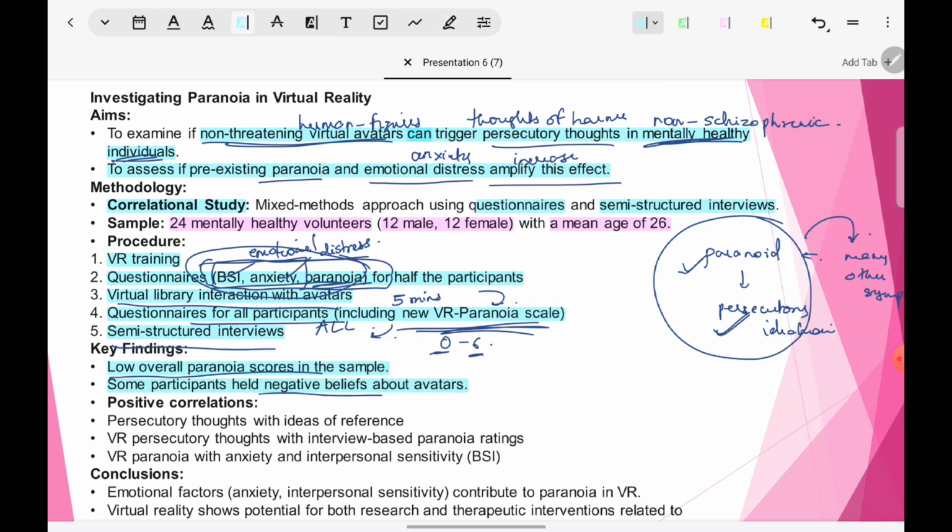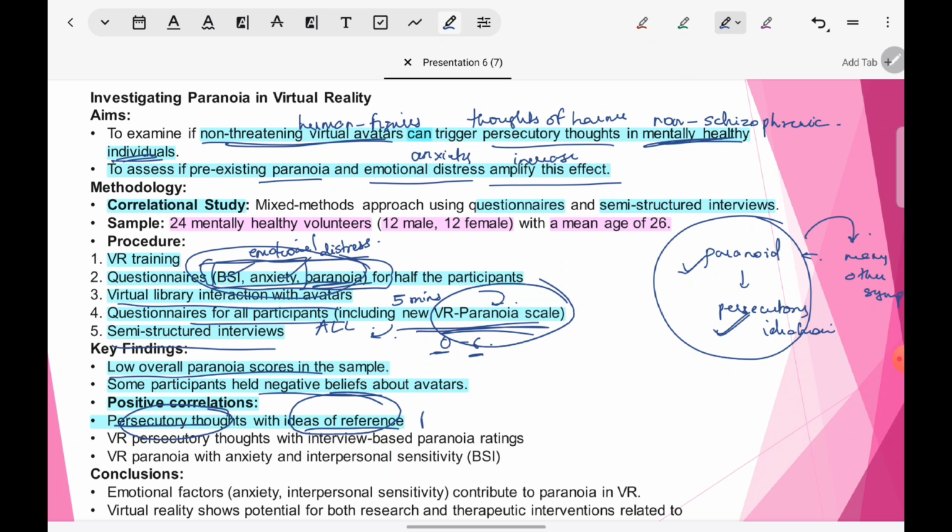Now, very important, because this was a correlational study, are the correlational results. Positive correlation was found between many variables. Firstly, it was found that persecutory thoughts were positively correlated with ideas of reference. In the VR paranoia scale, which we saw earlier, persecutory thoughts were measured, meaning thoughts that avatars wanted to harm the person. This was measured on the first 5 items. Ideas of reference were measured on the next 5 items.